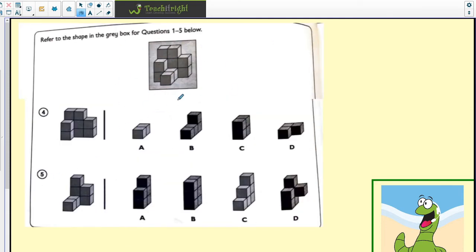We're still dealing with the same shape. So again, what have I been given here? 1, 2, 3. So I've got the back piece, so I've got the full backboard, and I've got these 2 here. So I just need the 2 that are sticking out. So that's what's missing is A.